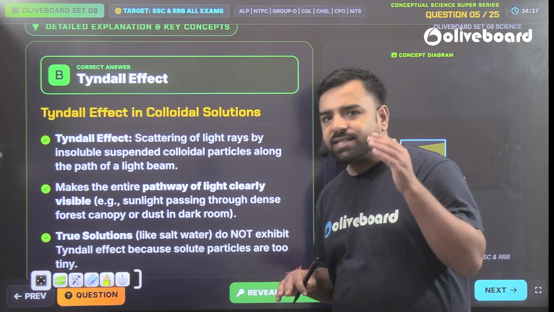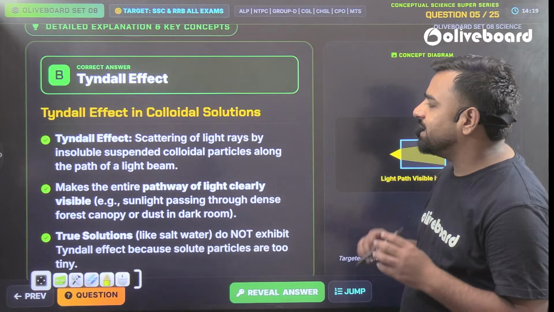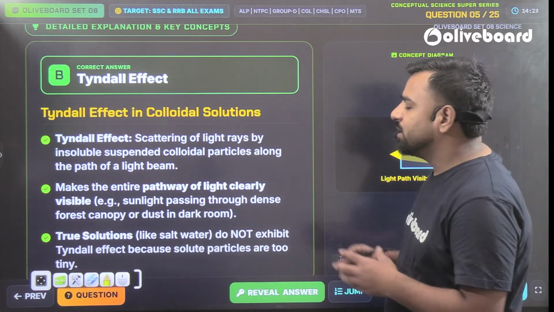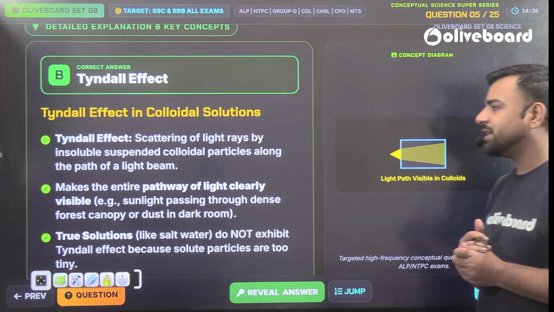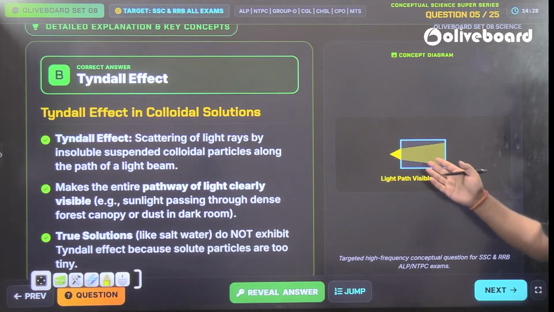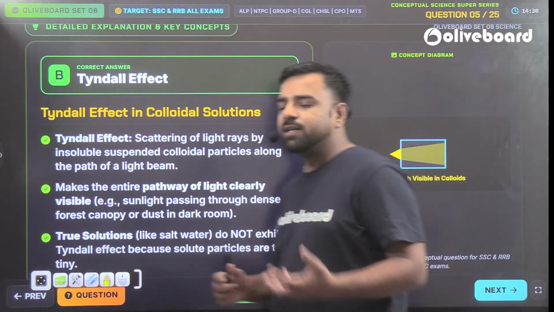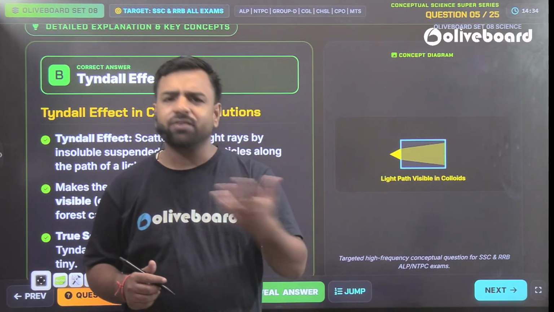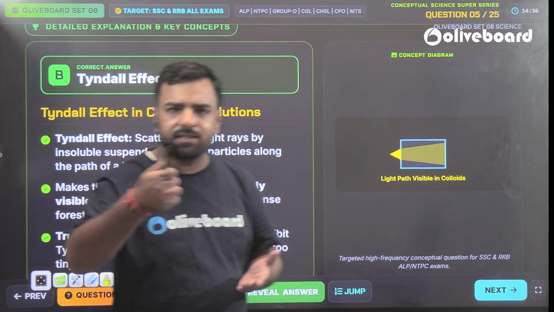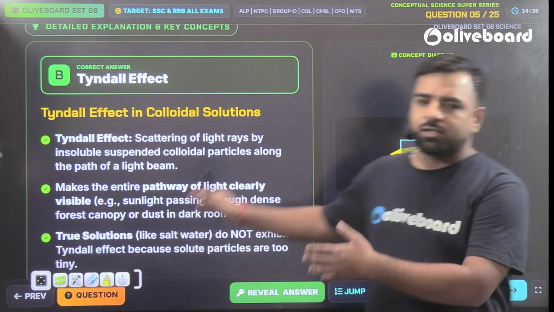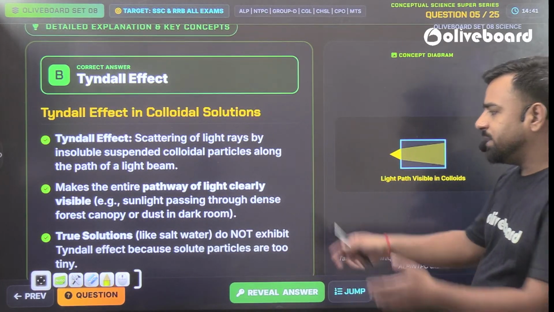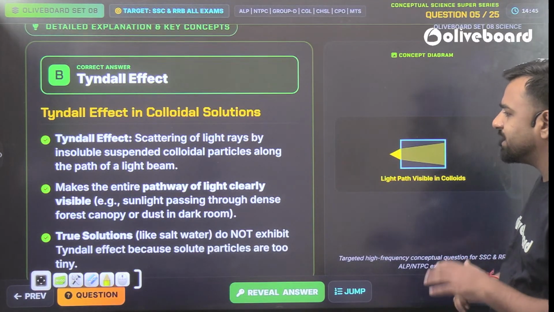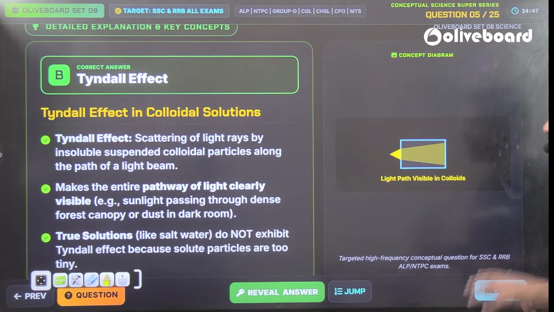Do you know? It's the scattering of light rays by insoluble suspended colloidal particles along the path of a light beam. So yes, it makes the entire pathway of the light clearly visible, and you can link it with this glass, and even try it at your home. You can use a glass which is transparent, and when you pass the light through it, you'll find this Tyndall effect. So that's the example here. So it may be salt water. Here it's mentioned that true solutions like salt water do not exhibit the Tyndall effect because the solute particles are too tiny.